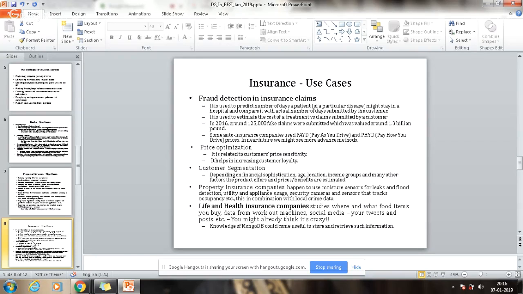Life and health insurance companies study your customer behavior by checking what and where, what kind of food items, your media. They will also study your tweets and public posts on Facebook. You might already think that's crazy, but insurance companies do all those things to get more data to understand your behavior.